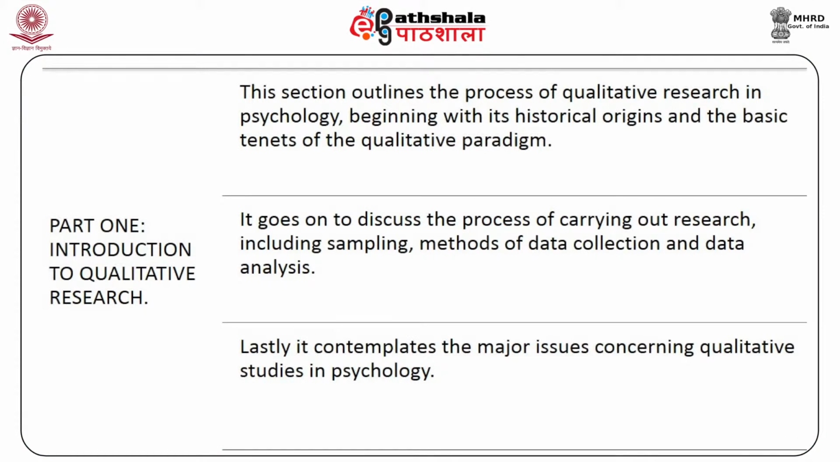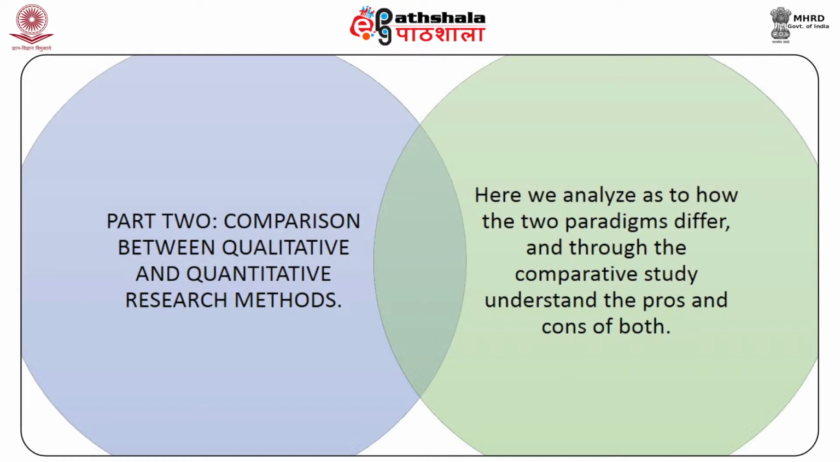There are two main parts in this module. Part 1, Introduction to Qualitative Research. This section outlines the process of qualitative research in psychology, beginning with its historical origins and the basic tenets of the qualitative paradigm. It goes on to discuss the process of carrying out research, including sampling, methods of data collection, and data analysis. Lastly, it contemplates the major issues concerning qualitative studies in psychology.